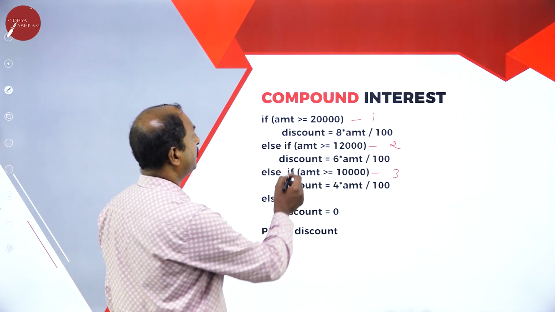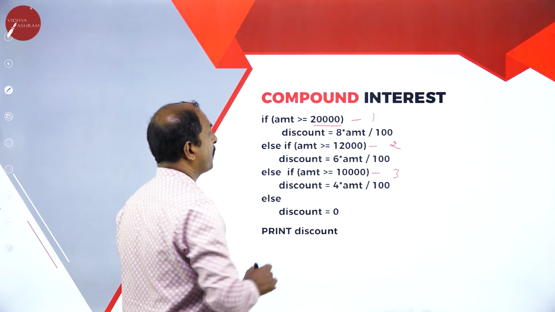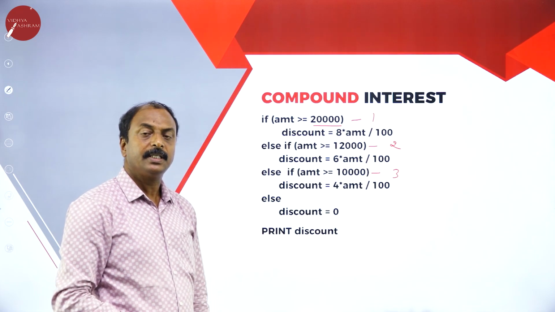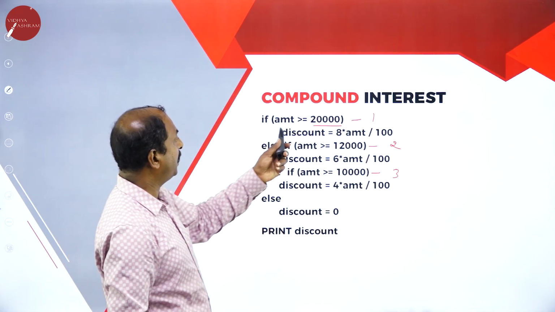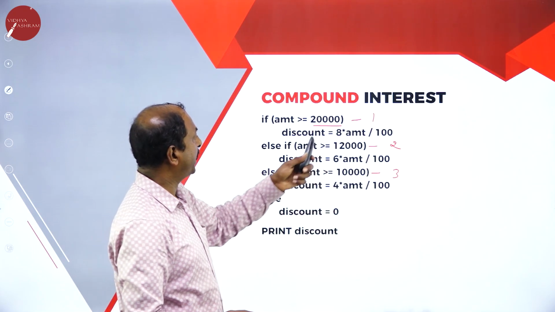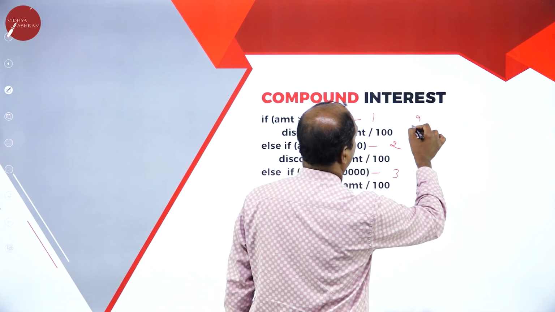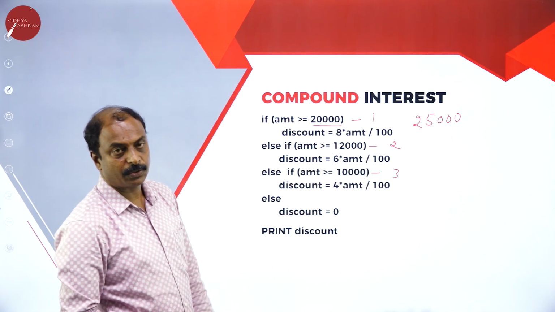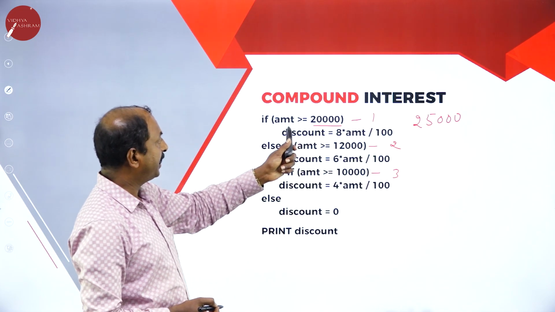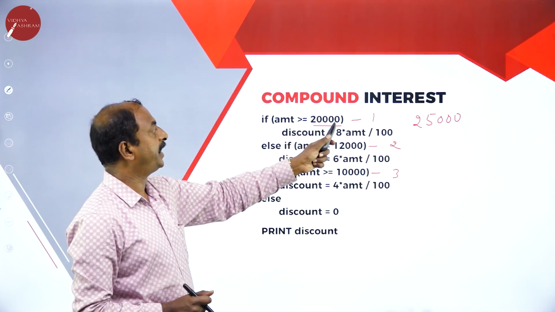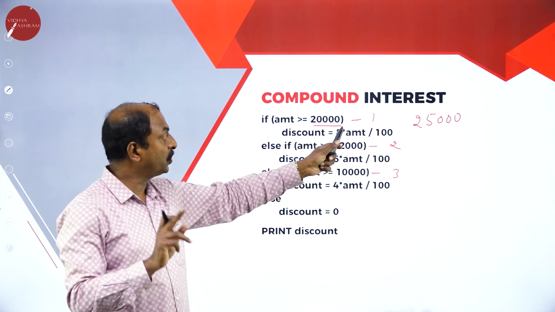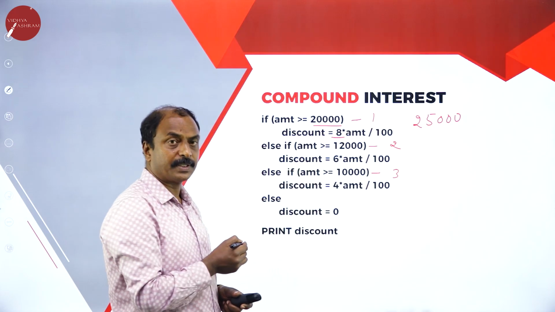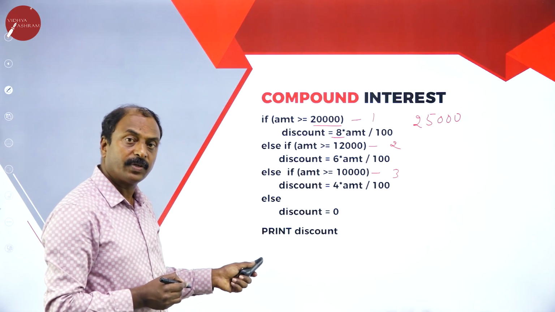The first condition is amount greater than 20,000, and here amount is a variable, the value to be entered by the user or the programmer. Accordingly, it works with this. For example, if the amount entered by the user is 25,000, check for the condition. 25,000 is greater than 20,000. Yes, the condition is true. It executes this statement, which means it calculates the discount at 8% and comes out of the if-else-if construct.